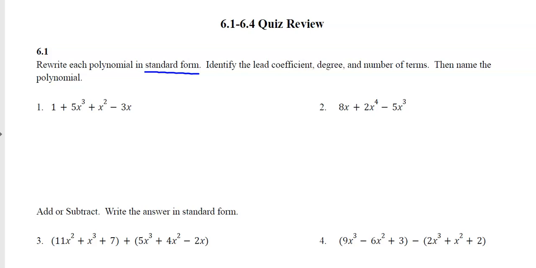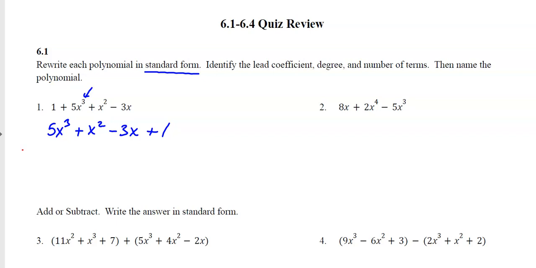So here we go. The term with the highest power is right there. That's 5x to the third. We then do our x squareds, which we have one of them. We then do our x to the firsts, and then we do our constant. So right now my exponents are in descending order, 3, 2, 1, 0.